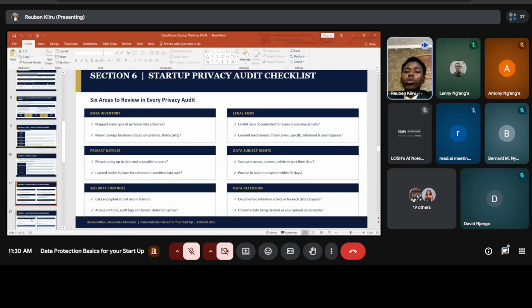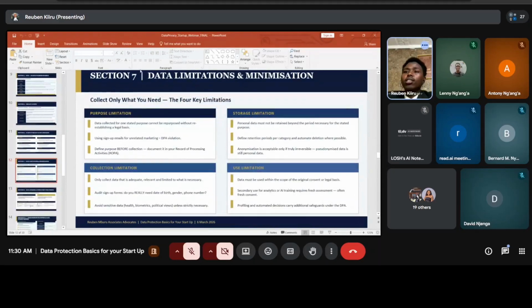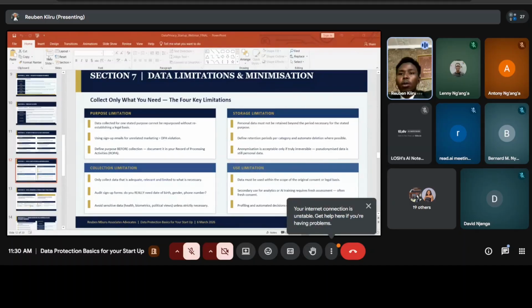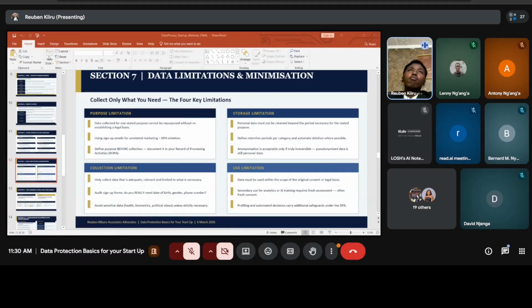Now, we also need to understand the concepts of data limitation and data minimization. We touched on this a little bit. Ideally, purpose limitation means that we only collect data for the purpose for which we have collected it. For example, if you gave your email for the purpose of this webinar, I shouldn't then use that same email for marketing to you unless I had asked for your consent and you had given me your consent to do the same.